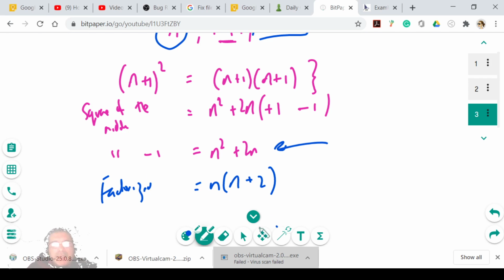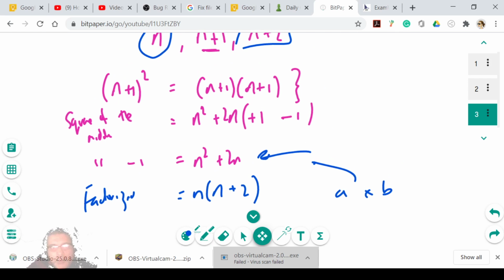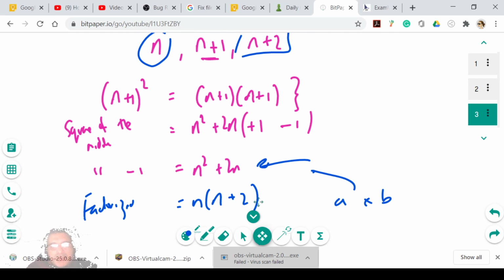Well, a factor is a number you can divide something by. But the other way of looking at it, because to me dividing and multiplying are really the same thing, is that a factor must be two things, let's call them A and B, that times together to give me that. Here you've got n times n plus 2. If you look at n times n plus 2, this is your smallest number and this is your biggest number. And I am done.